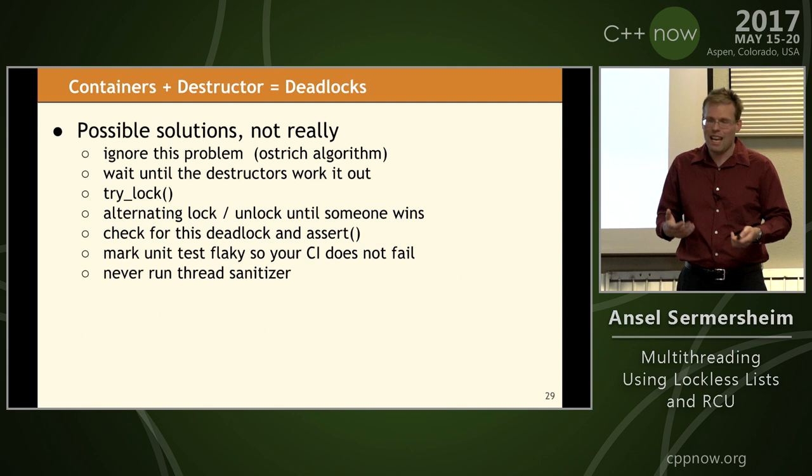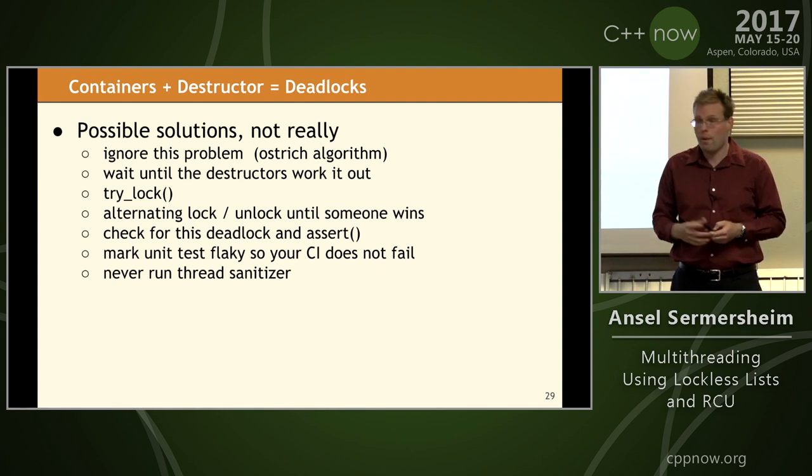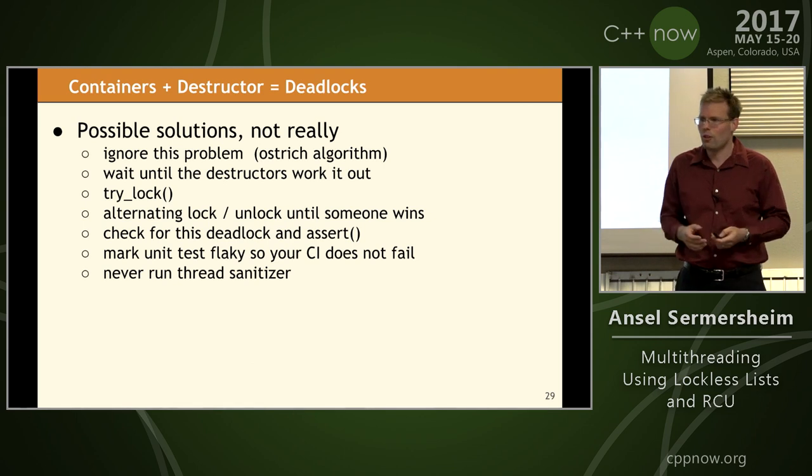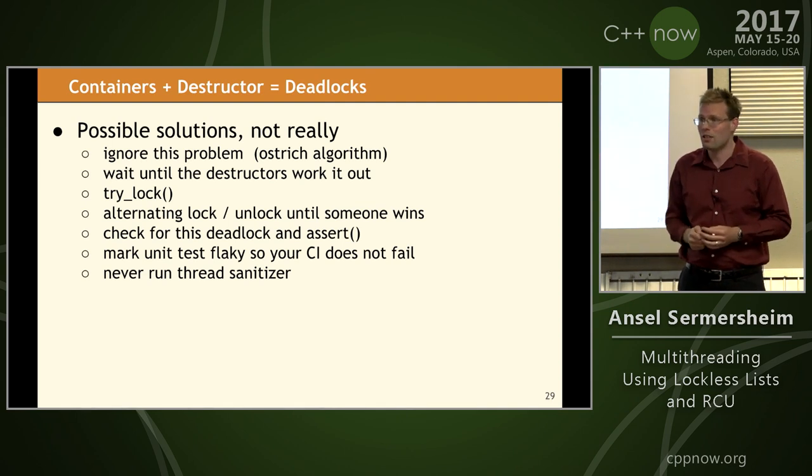And it doesn't take very long going down these various roads before you discover it's just unmanageable and impossible and difficult to reason about the behavior of the system. So maybe we just check for the deadlock and assert. Well, that's a terrible solution for a general purpose library, but maybe it's the best we can do. Or just mark the unit test flaky because we really want the CI to pass and we're done. Or don't run thread sanitizer, because if you don't run thread sanitizer, it's unlikely you will ever discover this deadlock exists. As I mentioned, it's rare.